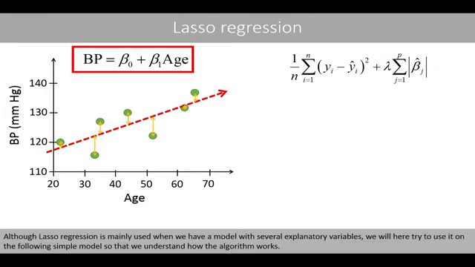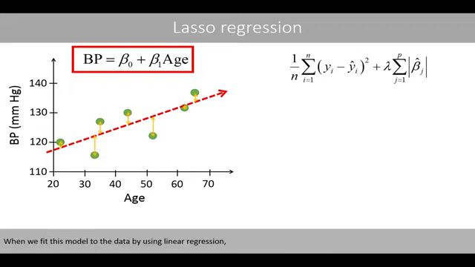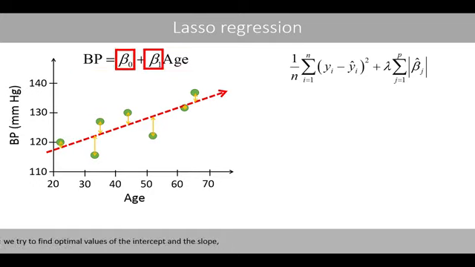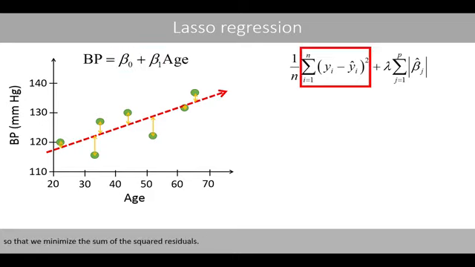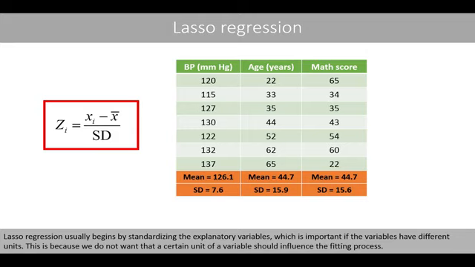Although Lasso regression is mainly used when we have a model with several explanatory variables, we'll here try to use it on the following simple model so that we understand how the algorithm works. When we fit this model to the data by using linear regression, we try to find optimal values of the intercept and the slope, so that we minimize the sum of the squared residuals.